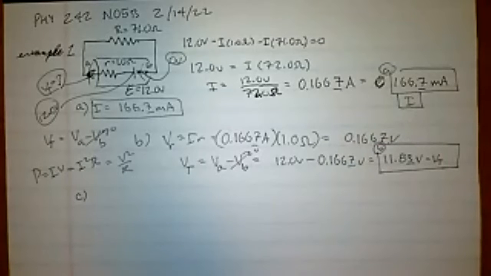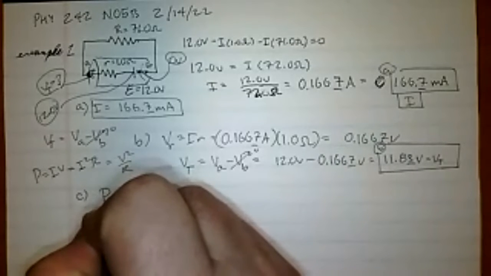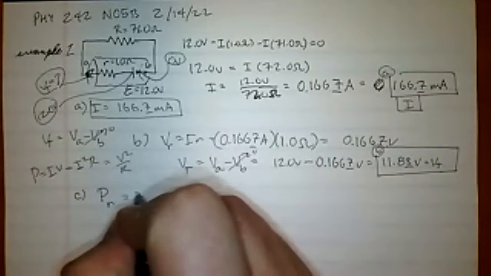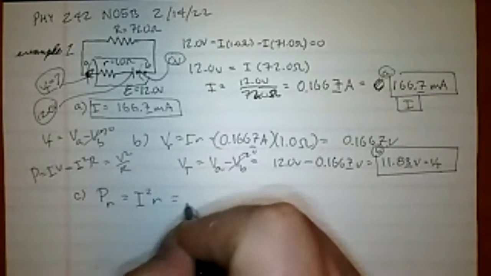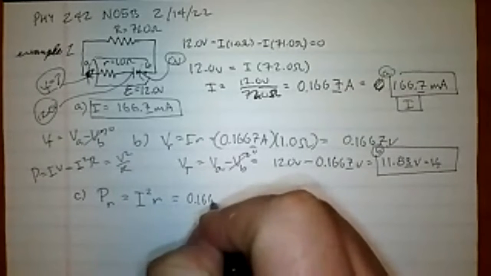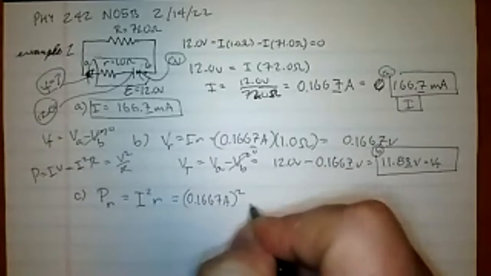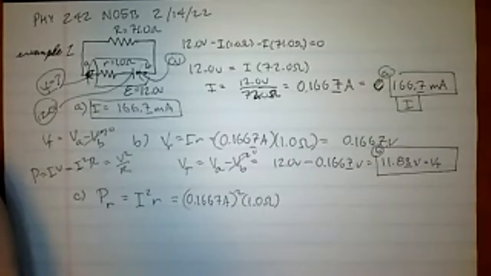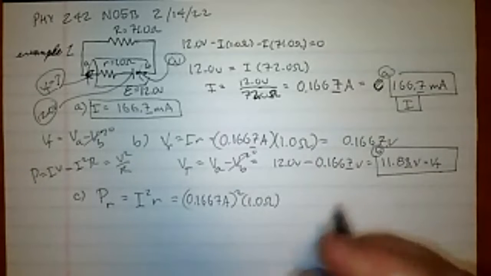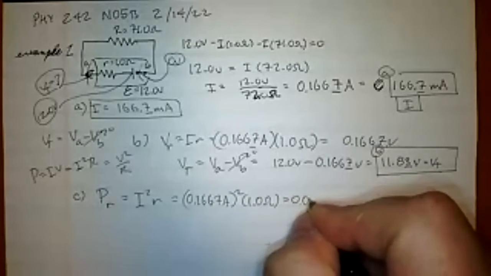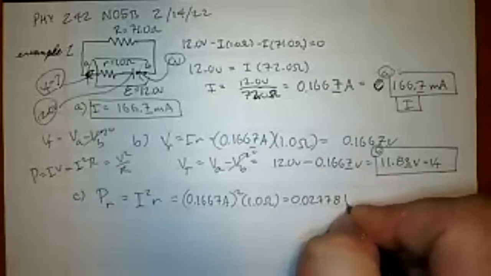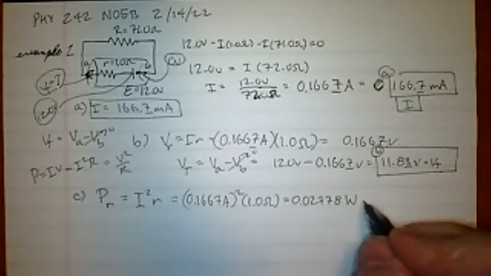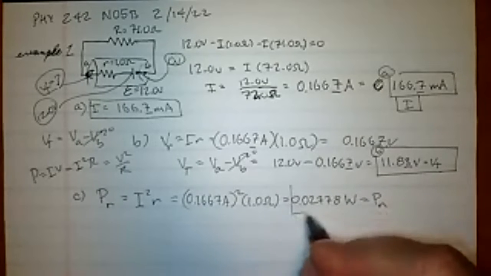I happen to know the current is the same for all of these, 166.7 milliamps. So I can say the power wasted in the internal resistance is just going to be I squared times little r. Well, that's going to be 0.1667 amps squared times 1.0 ohms. And if I put that in my calculator, I get 0.02778 watts. Okay. So that's the power dissipated by the internal resistance.